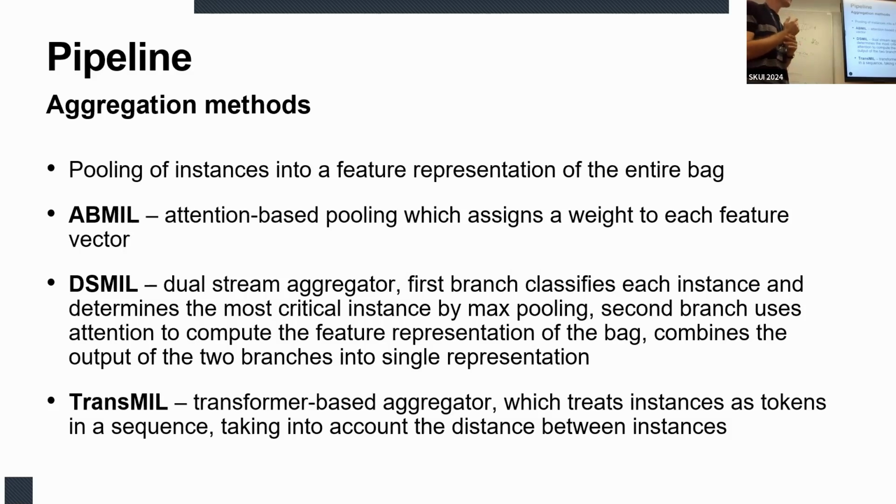And the last method that we explored was Transmil, which is a transformer-based approach, and it differs from the first two mainly in the fact that it also tries to take into account the spatial relationship between different patches and how far apart two distinct patches are, or how close.